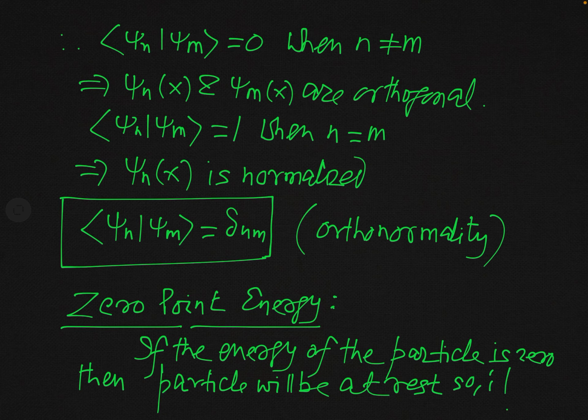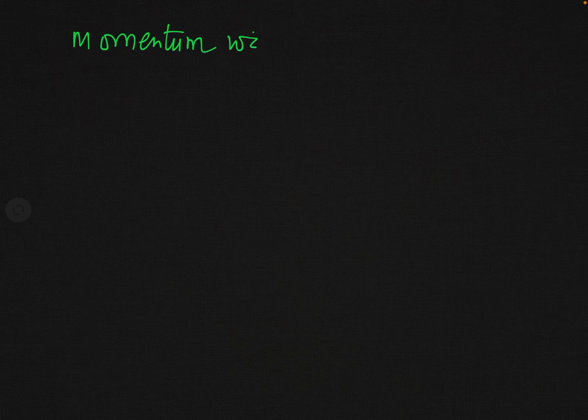So its momentum will be 0. So as I have told you, there will be a violation of the Heisenberg uncertainty principle. How can you say that there will be a violation of the Heisenberg uncertainty principle?